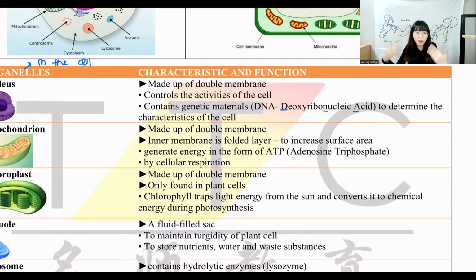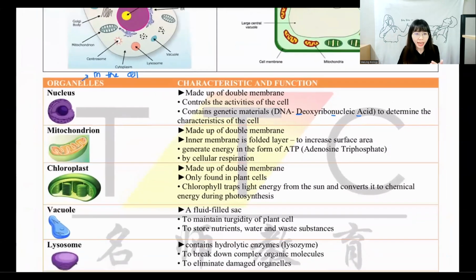If our parents are tall, maybe you inherited the tall gene. If our parents have big eyes, maybe you inherit the big eyes. Everything is from the DNA of our parents. It's inherited.